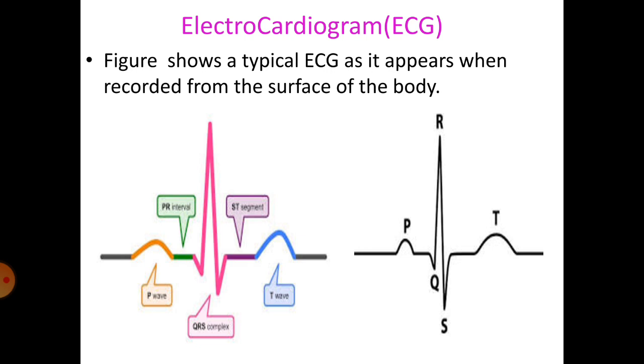So this slide shows the electrocardiogram. This figure shows the typical waveform of the ECG, as it appears when recorded from the surface of the body. That is PQRST. So this is the basic ECG waveform.